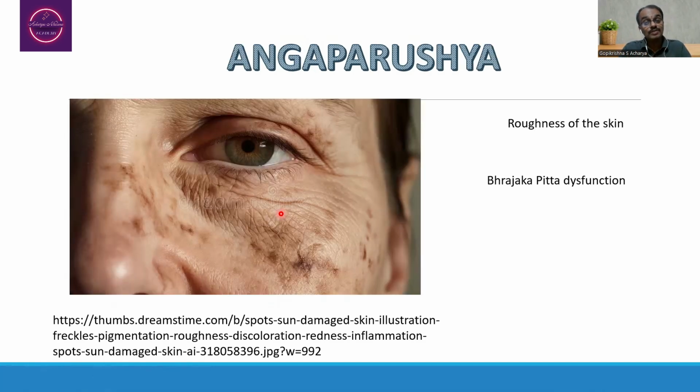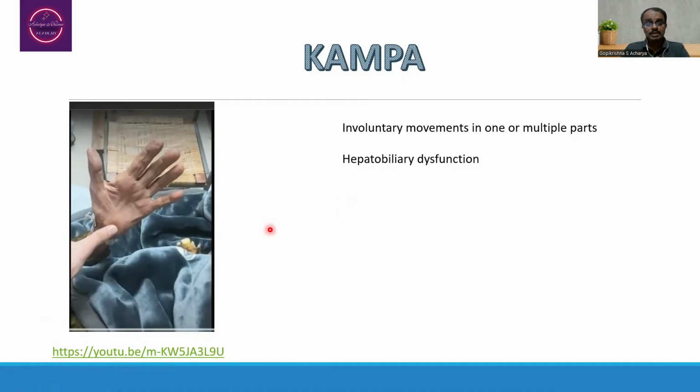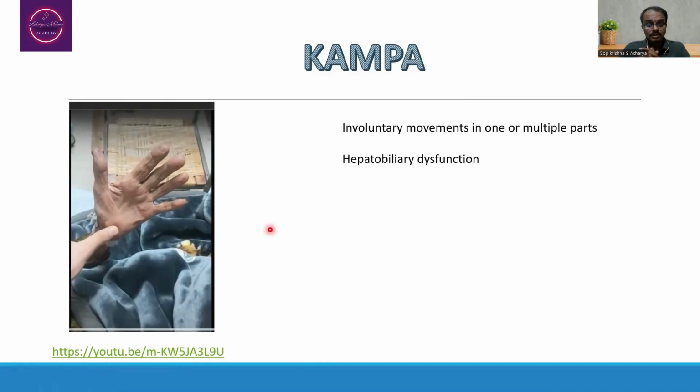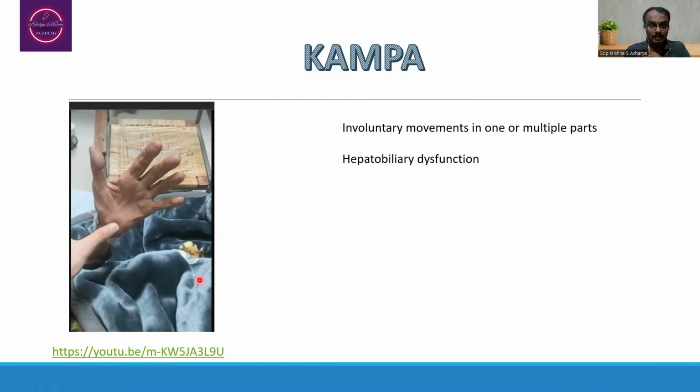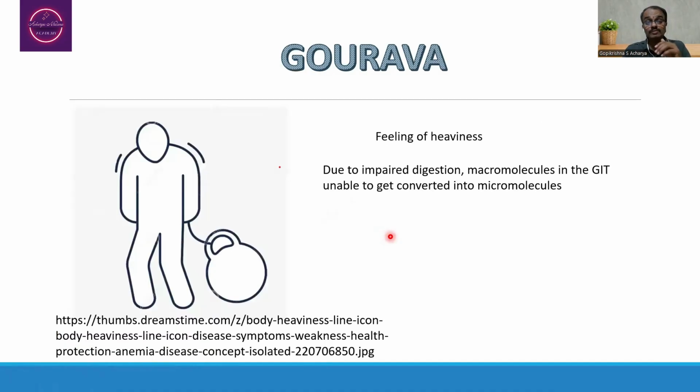Angaparushya, roughness of the skin, probably attributable to the Bhrajaka Pitta dysfunction. Kampa, so involuntary movements of the one or multiple body parts. So here, see this particular image, this particular image shows the abnormal dysfunction. This is specifically seen in case of hepatobiliary dysfunction.